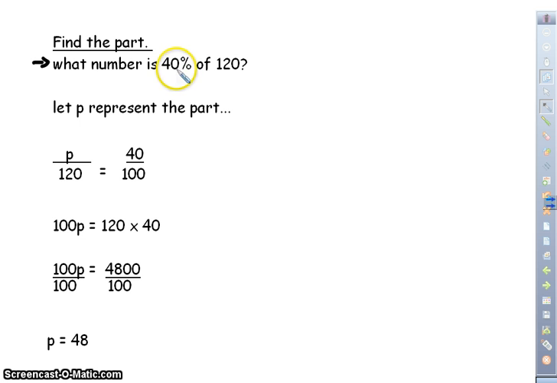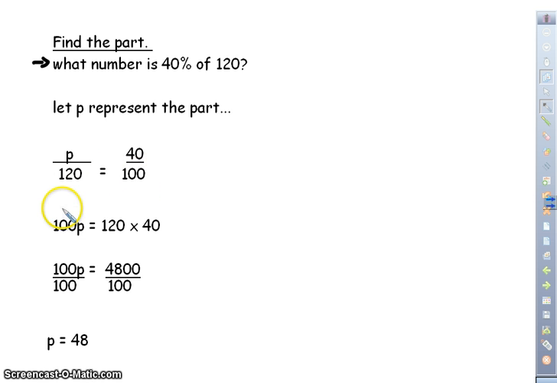What number is 40% of 120? Okay, we're trying to find what smaller number is 40% of 120. That's why we know 120 is our larger number. So we set it up in our formula. Part, we don't know. The whole or the base is 120 equals 40%. So we write 40 over 100.